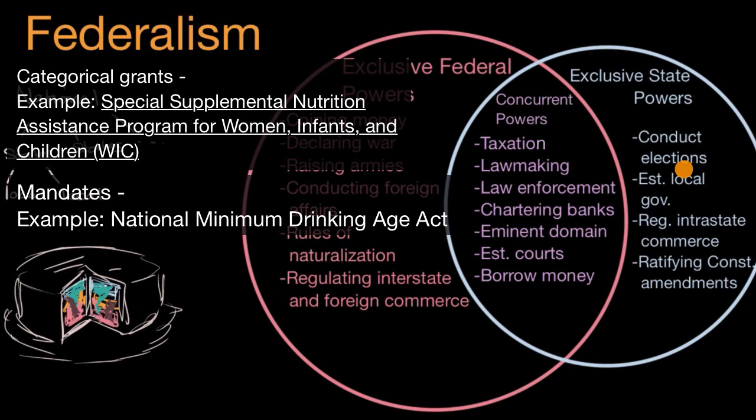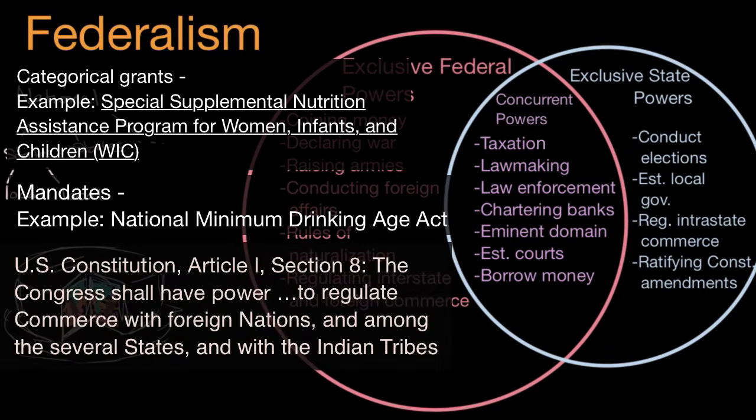Now, outside of these examples of the federal government tying state funds to the states doing what the federal government wants, the federal government has also made use of the U.S. Constitution in order to broaden its powers. In particular, the Commerce Clause, Article 1, Section 8. You might remember that's the part where they say the Congress shall have power, and then they list a bunch of powers. But one of them, the Commerce Clause, is to regulate commerce with foreign nations and among the several states and with the Indian tribes.